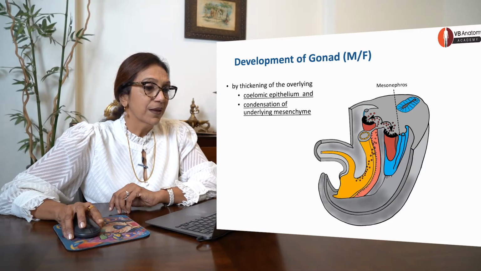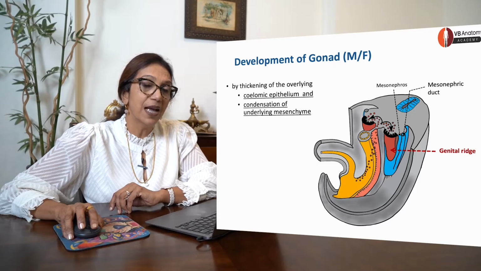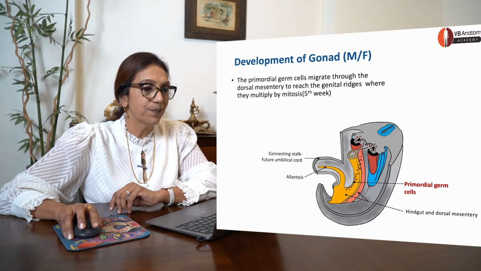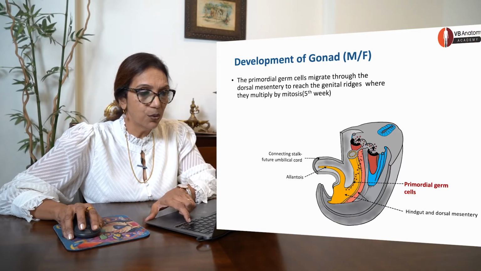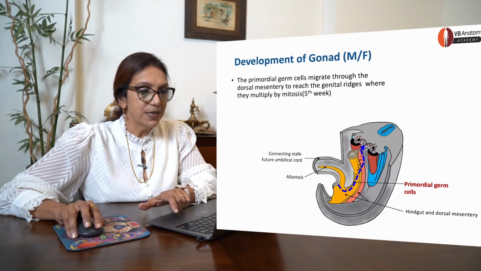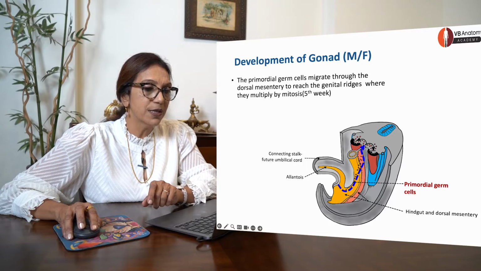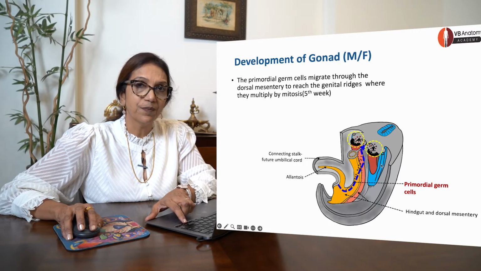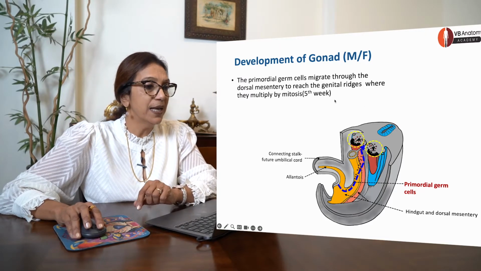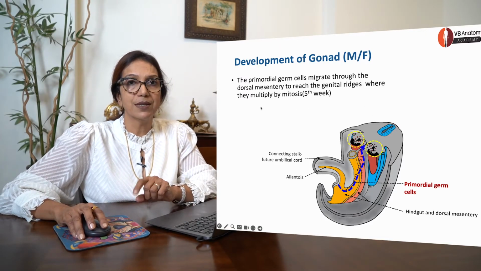Now, this is the mesonephros, this is the mesonephric kidney, and this is your genital ridge. The primordial germ cells, see how the primordial germ cells migrate through the hindgut and dorsal mesentery to reach the region of the genital ridge. And they begin to multiply there by the process of mitosis.